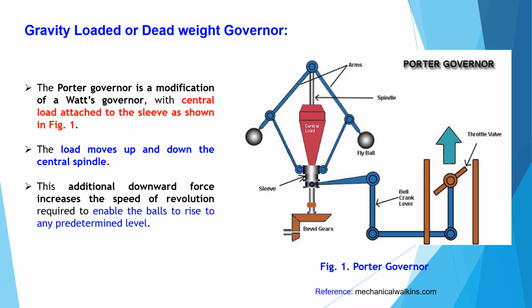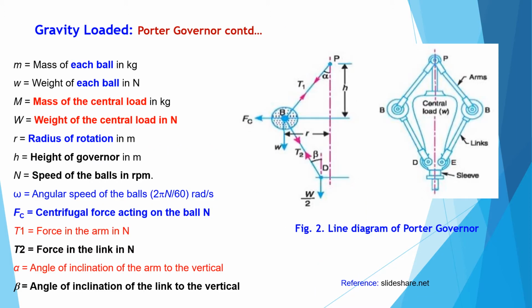The Porter governor is a modification of Watt's governor with a central load attached to the sleeve, as shown in figure 1. The load moves up and down the central spindle. The additional downward force increases the speed of revolution required to enable the ball to rise to any predetermined level. Figure 1 is the schematic representation of the Porter governor. Then figure 2 is the line diagram of the Porter governor.